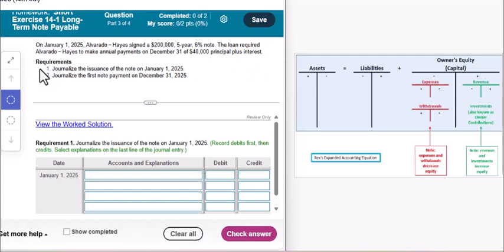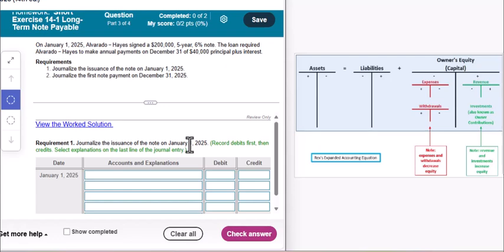So here are our requirements. We have to first journalize the issuance of the note on January 1st, 2025, and 2, journalize the first note payment on December 31st, 2025. So here for part 1, record debits first and credits, select explanations on the last line of the journal entry. So this is to journalize the issuance of the note on January 1st, 2025.